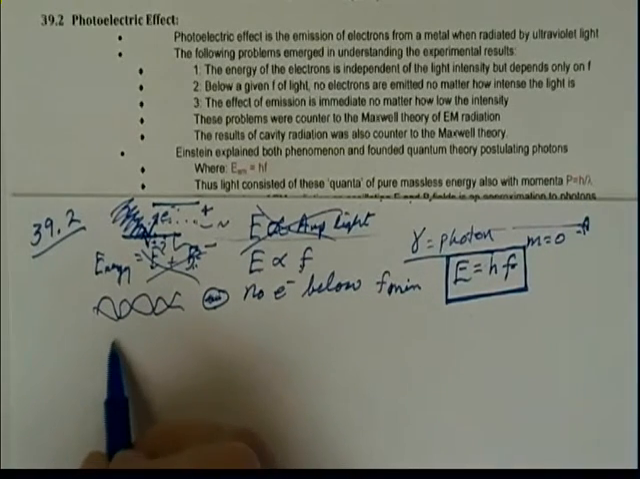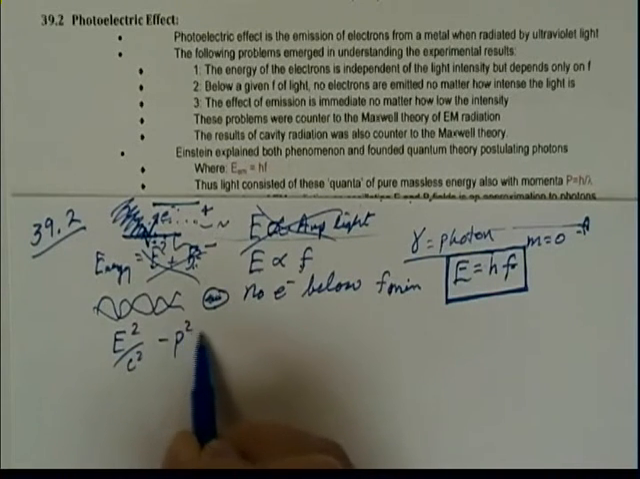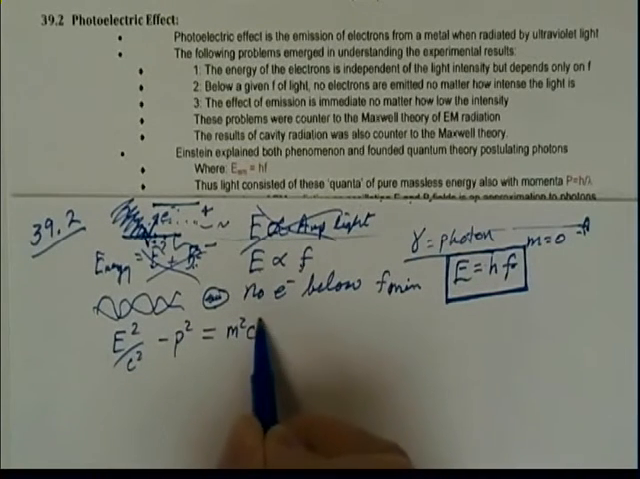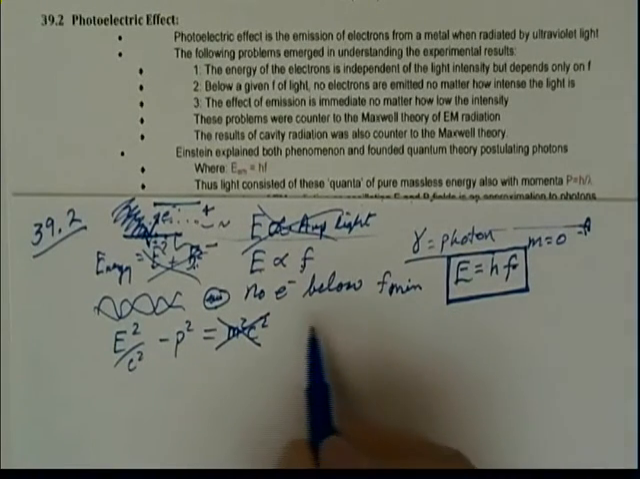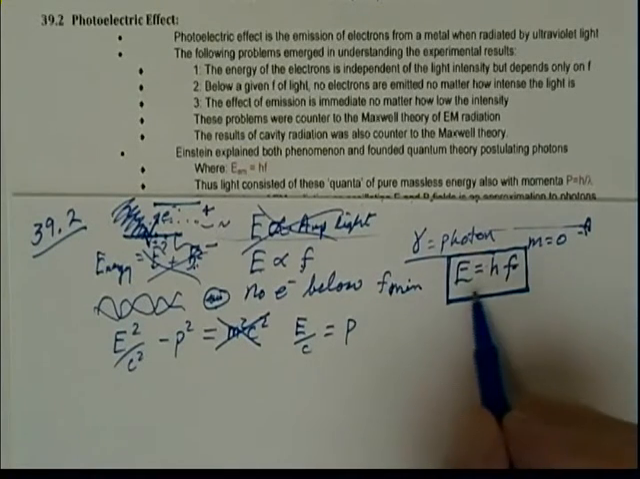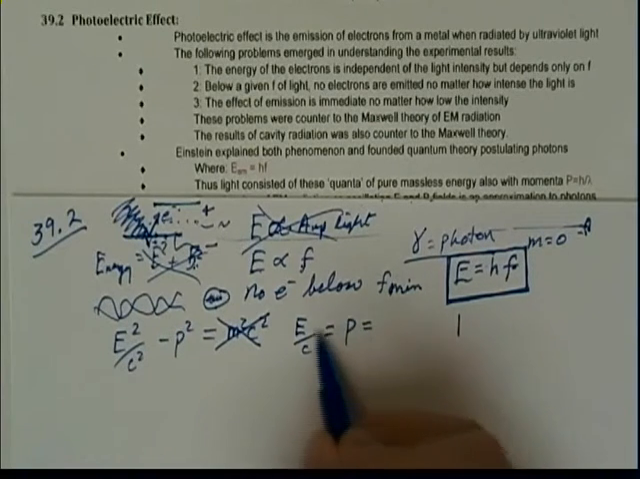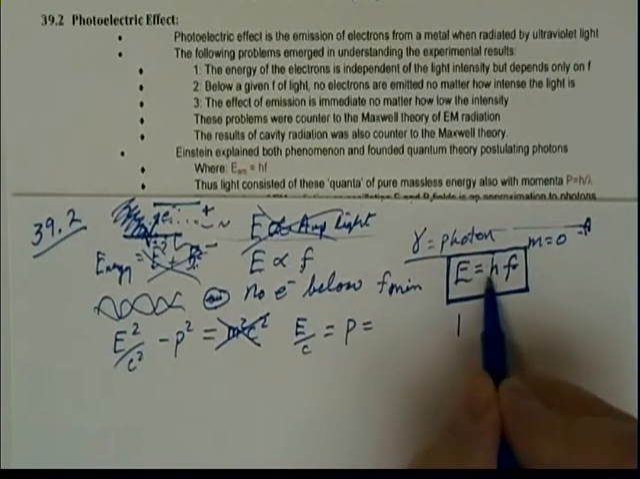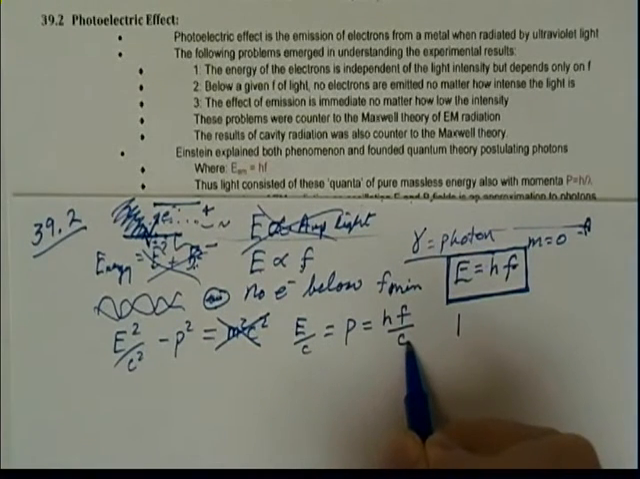And you recall that our equation previously was E squared over c squared minus p squared is equal to m squared c squared. But for a photon, there's no mass. It travels at the speed of light. Therefore, it follows that E over c is equal to p. And so now we can figure out what p is. They must have a momentum, which is h times the frequency, divided by c.